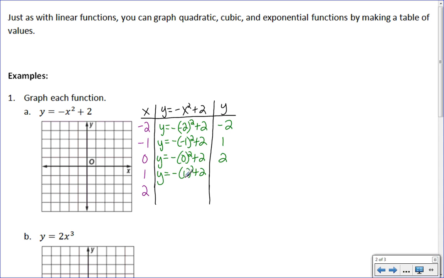And then when x is 1, 1 squared is 1. That makes it -1. Plus 2 is +1. And then here 2 squared is 4. That makes it -4. Plus 2 is -2.